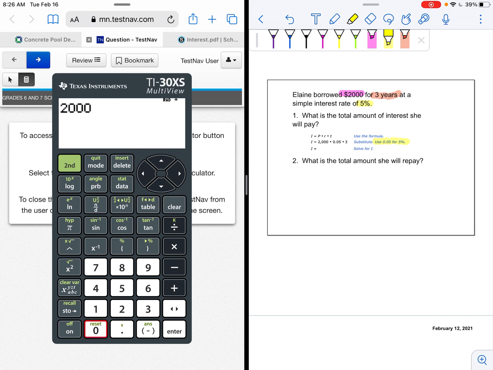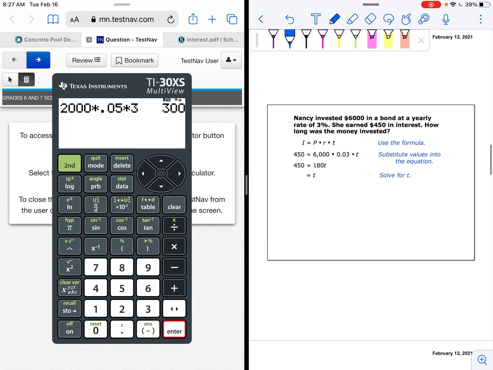So we have 2,000 times 0.05 times 3. Again, you will always be given that formula, so it's not that you have to memorize it. And the amount she will pay in interest is $300. So then the next question says, what's the total amount she's going to repay? Well, she obviously owes the $2,000 back because that's what she borrowed, but she's going to pay an additional $300. So the total she paid back is $2,300.